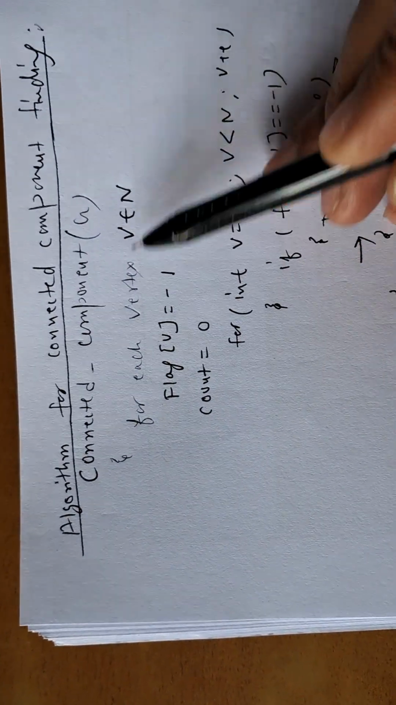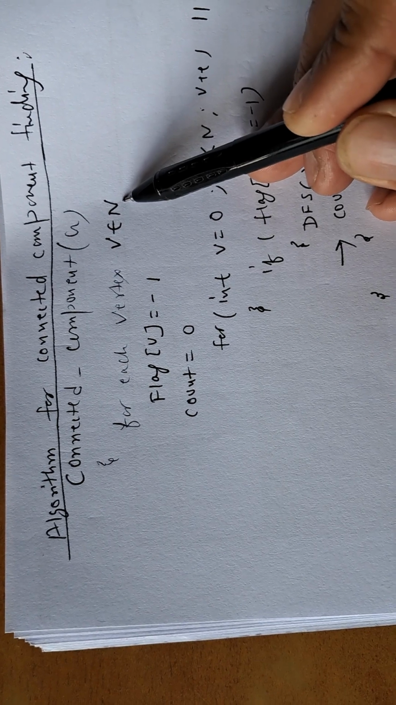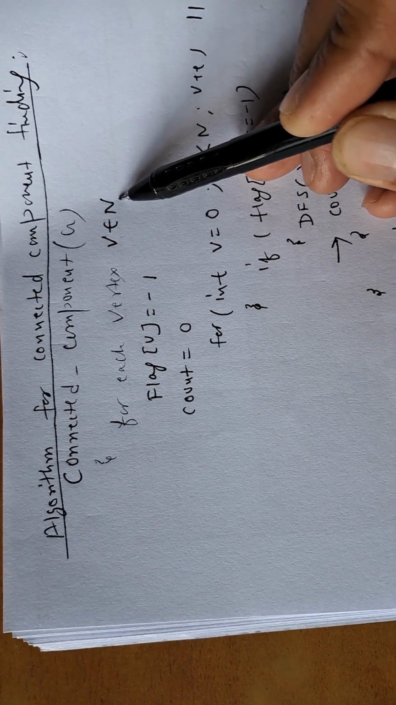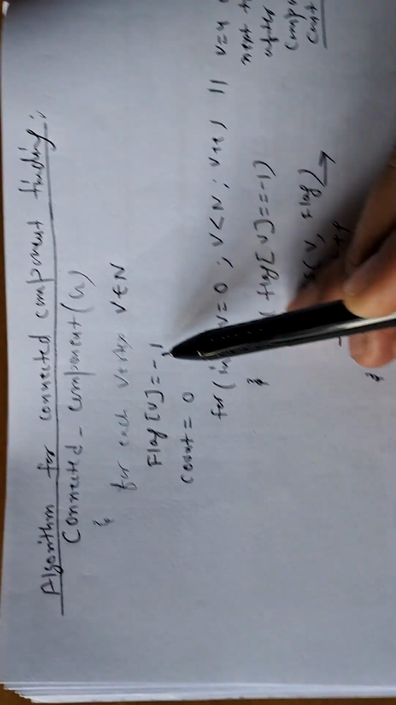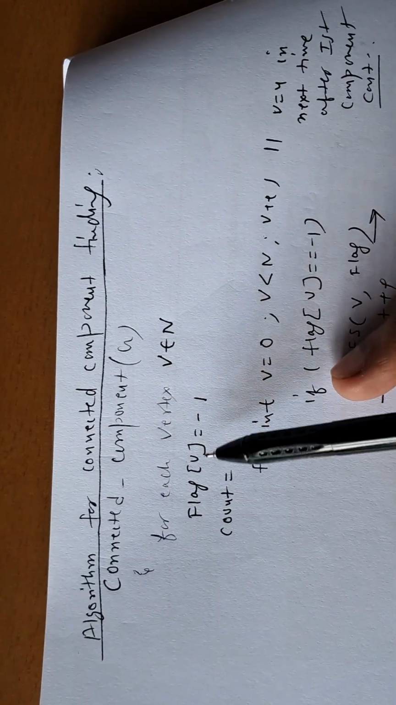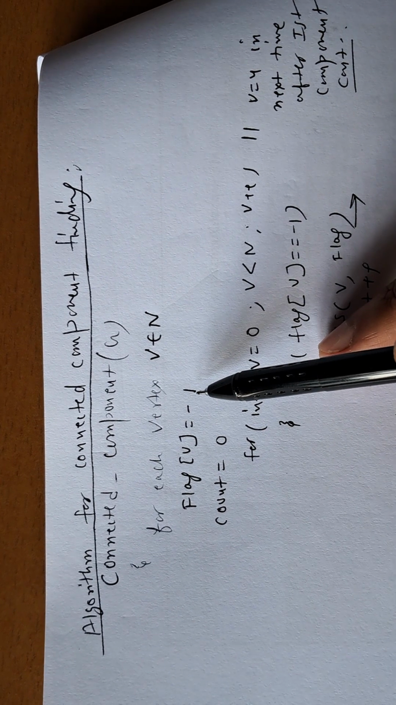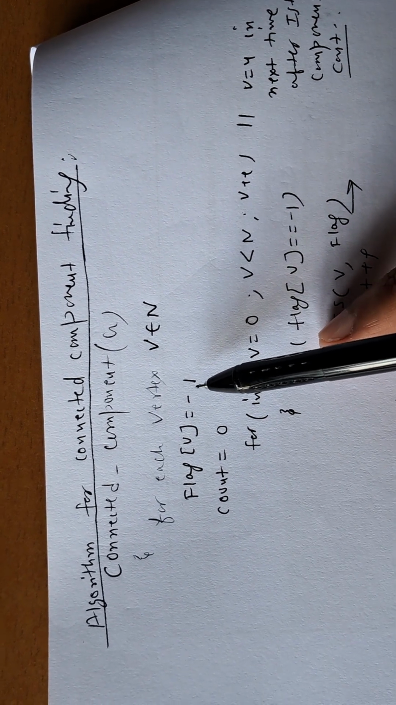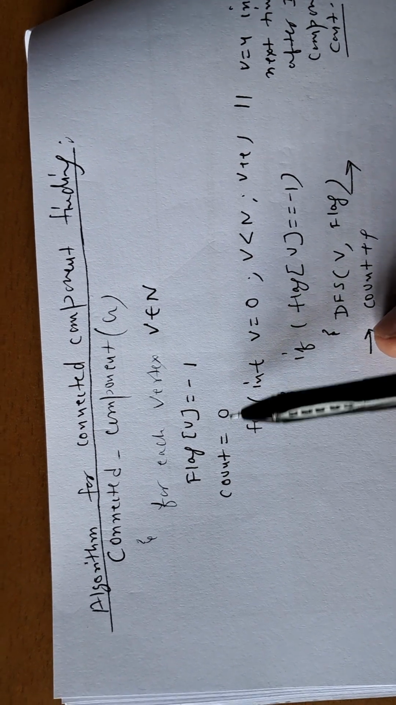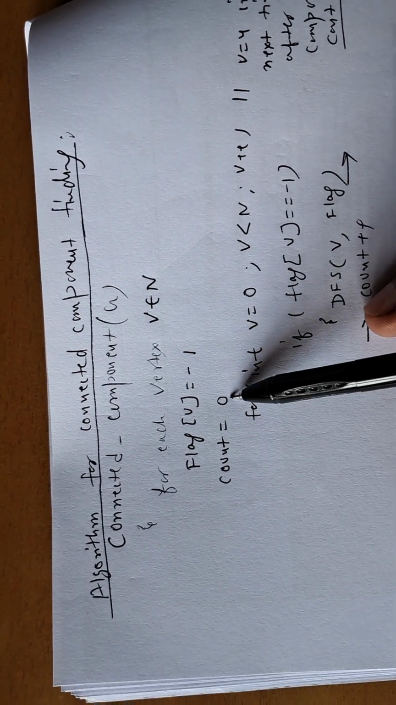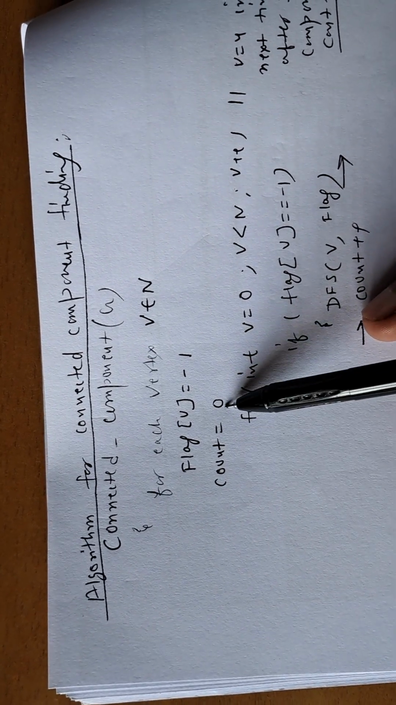For each vertex V which belongs to n, the maximum number of vertices in my particular graph, set flag V equal to -1. This is my first step. I have explained that the flag you set as false means none of the vertices has been visited. False, you can set either 0 or -1. Initially you have not counted any component of the graph, so the counter value you will take as 0.